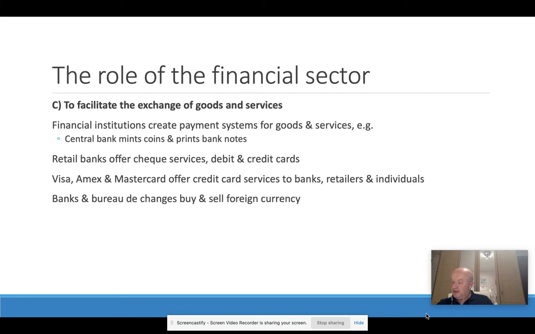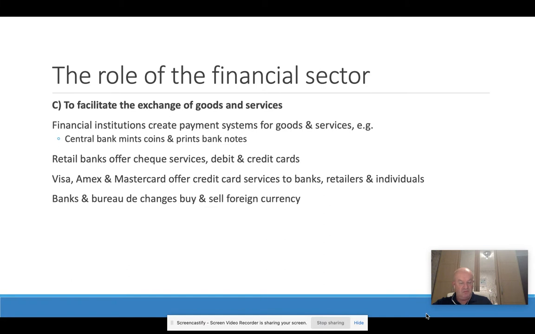If we look at the next point, then another role of the financial sector is to facilitate the exchange of goods and services. Now, clearly, that's one of the main fundamental principles of the way in which we use money, isn't it, to exchange goods and services for, in this case, money, and the financial sector is responsible for helping to facilitate that whole process.